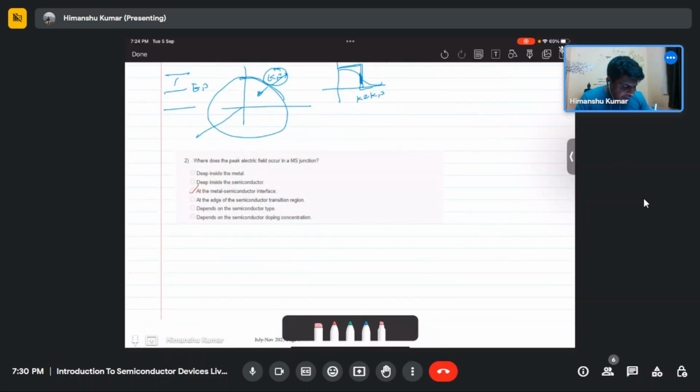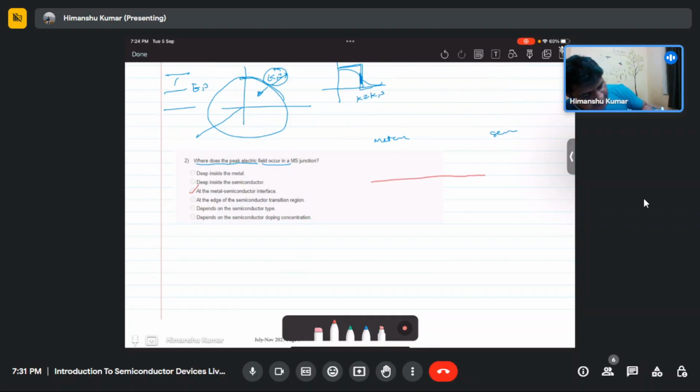Where does the peak electric field occur in the metal semiconductor junction? Okay, so what happens, suppose you have a metal and you have a semiconductor. When you join these two, in equilibrium the Fermi levels will align. So the metal and semiconductor Fermi level will be constant. This is EF, and if this is the junction, then what will happen? So if this is an n-type material, okay.